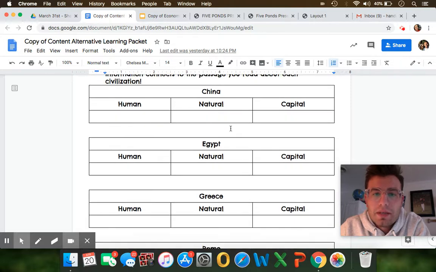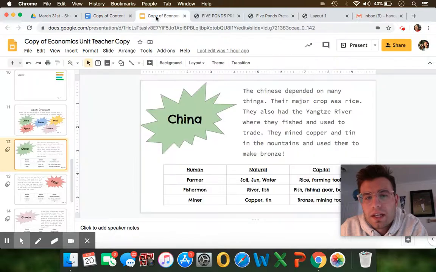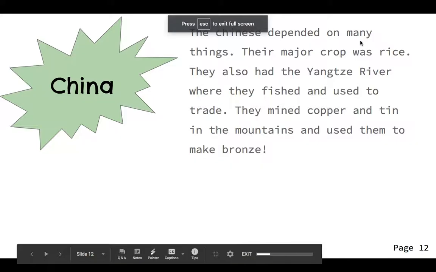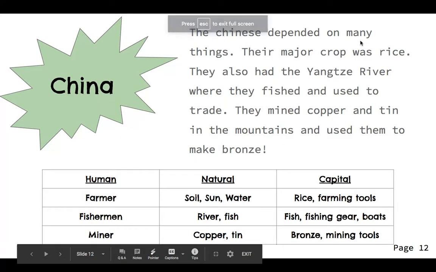And we're going to do the same for Egypt, Greece, Rome, and Mali. So you can pause whenever you want to if you want to jot some things down, an example of human, natural, and capital resource. But what I'd like you to do is keep it all the same. So if you were going to write down farmer, make sure you write down the natural resource and capital resource that a farmer would use. Does that make sense? I hope so. Let's move on to Egypt. And remember, you can pause whenever you need to.